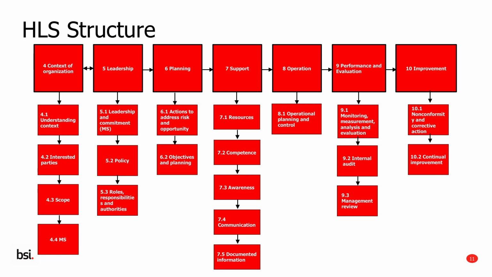4.3 and 4.4 are not really new. They're carried over from the old standard. So 4.3 is about determining the scope of your management system, and 4.4 is really just an introduction to the rest of the requirements. Section 5 we've discussed already. So this is the section around leadership. And 5.1 is the area that really lists those ways in which top management need to demonstrate leadership and commitment, which we've talked about previously.